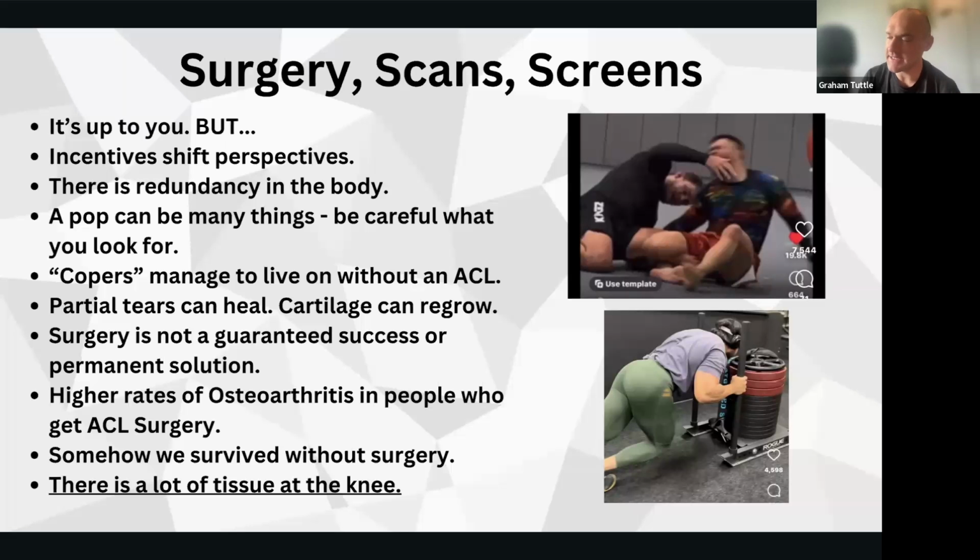And again, that's not saying to be ignorant and put your head in the sand, but it's one of those things where, for everybody, I think there's like 200,000 ACL surgeries every year, and how many meniscus surgeries and how many scans and screens.